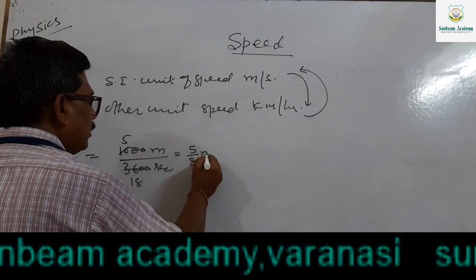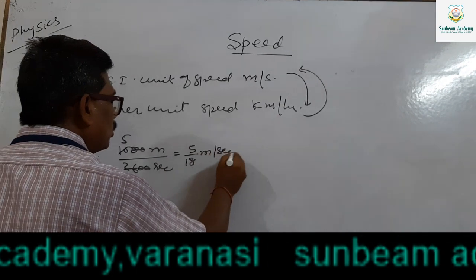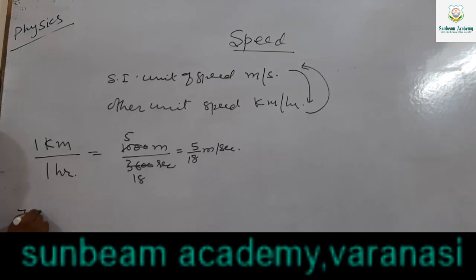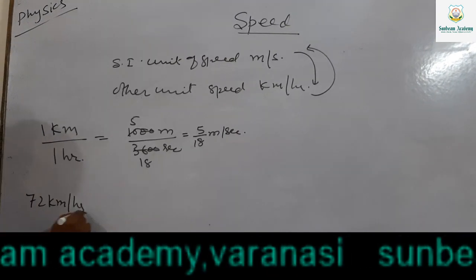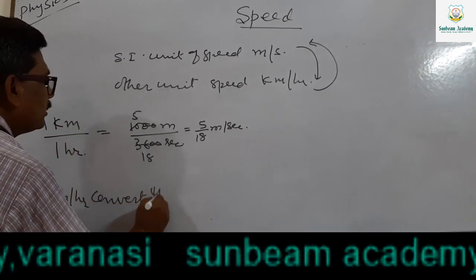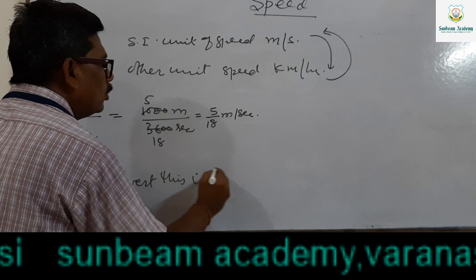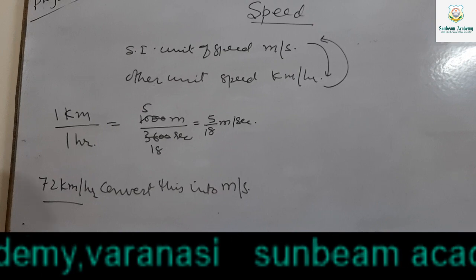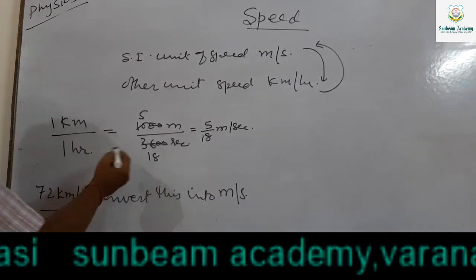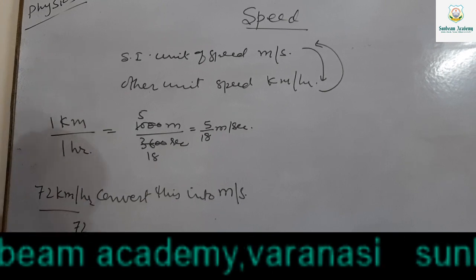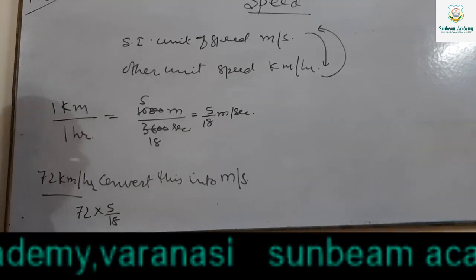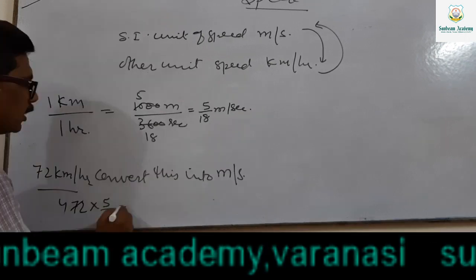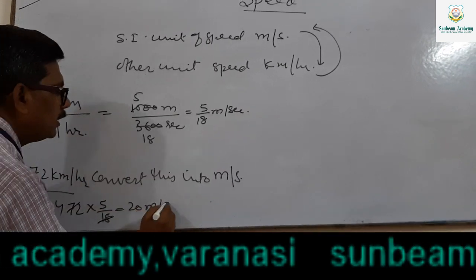This will be 5 by 18 meter per second. So, if it is given 72 kilometer per hour and we convert this into meter per second, then what will we do? Simply, we have to multiply 72 by 5 by 18. 18 4s are 72, 5 4s are 20. This will be 20 meter per second.